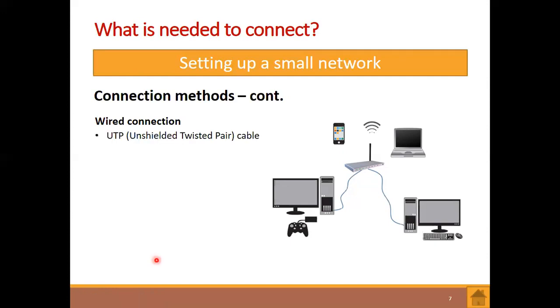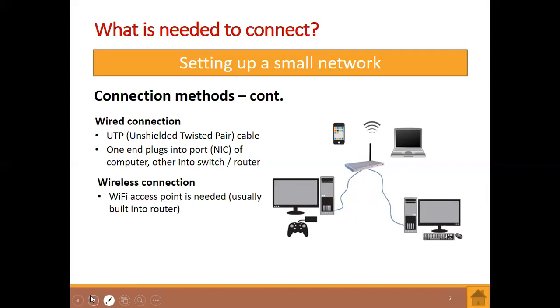So we've got UTP cables. You see this blue cable? This would be a UTP cable. One end will plug into my router or my NIC, and the other side is going to plug into my computer. Then the wireless connection, Wi-Fi access point. We have a Wi-Fi access point, which could be on the wall or a built-in router, and the devices must be wireless enabled and use radio waves for connectivity.